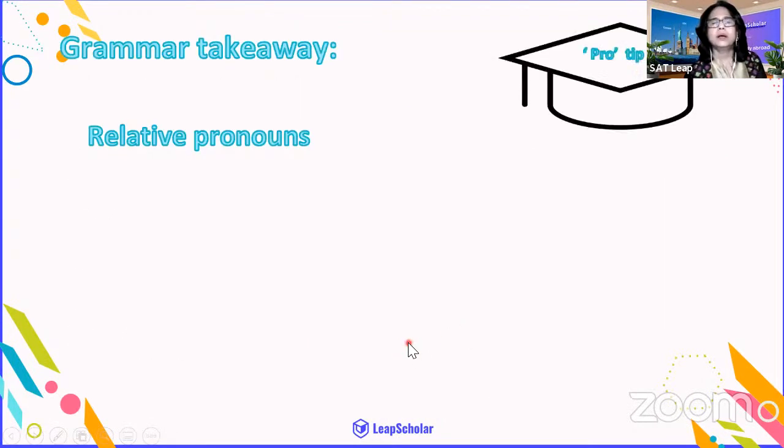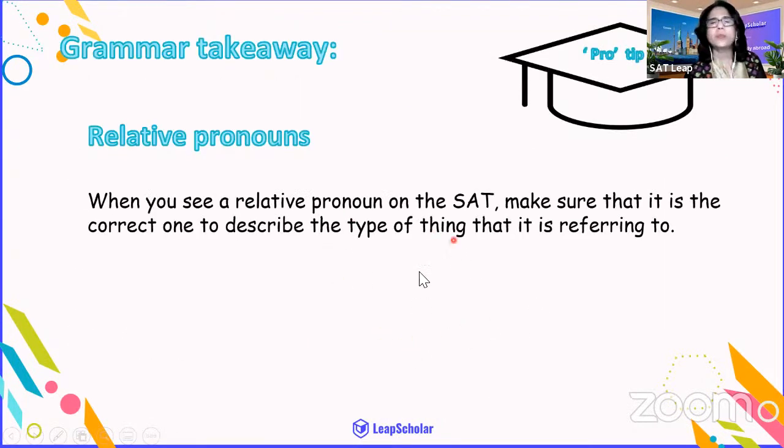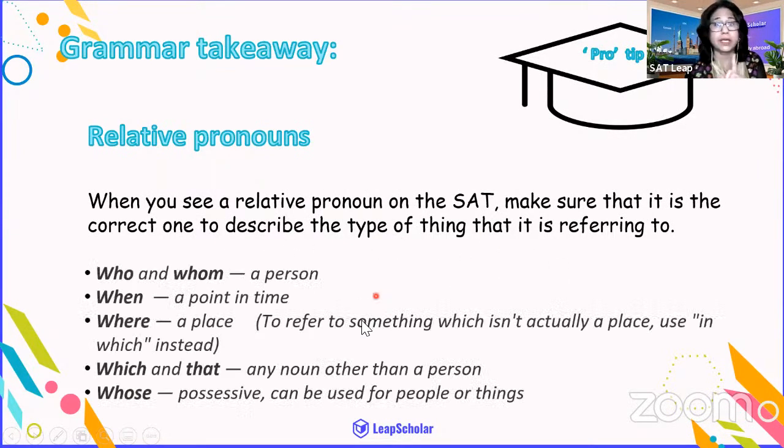So, ending this topic here. When we see a relative pronoun on the SAT, make sure it's the correct one, already discussed. Just summarizing for your benefit. Those who want to take screenshots are free to go ahead. Only ensure that I'm smiling in the screenshot, that's all.